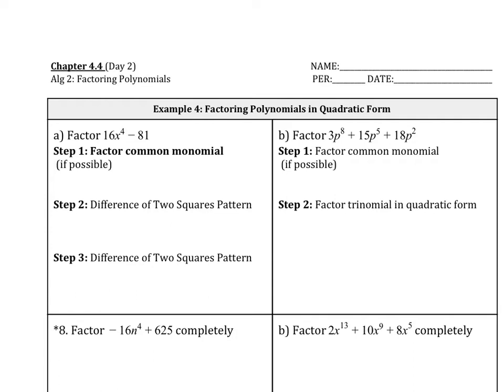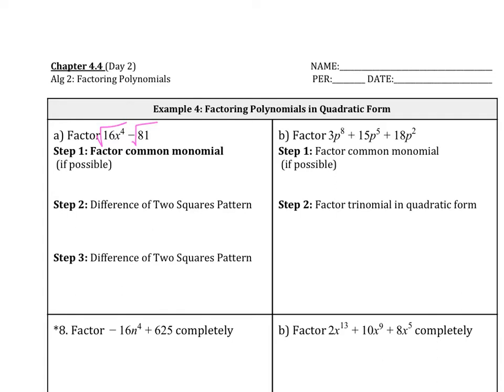Chapter 4.4, we're doing example 4, factoring polynomials in quadratic form. So we need to see if we can factor out a common monomial first, so always look to see if there is a GCF. In this case, there is not a GCF. There's nothing that we can divide out of both terms. So if you take a look at it, think about, can I take the square root of the front and square root the back?